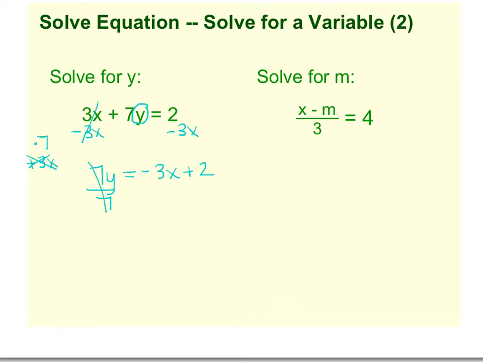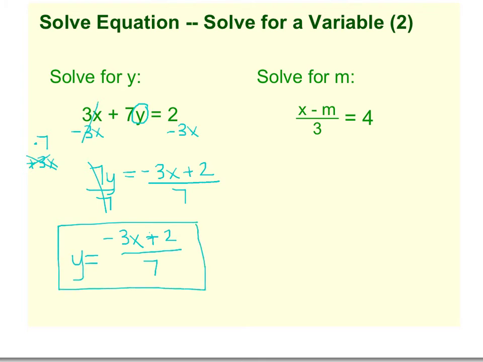Now on the right side, when you have two terms like that, two or more I suppose, and you want to divide by 7, you have to divide the entire side, so both terms, by 7. So we have y equals negative 3x plus 2 over 7. Because y is alone, we are done with the problem and you've solved for y.